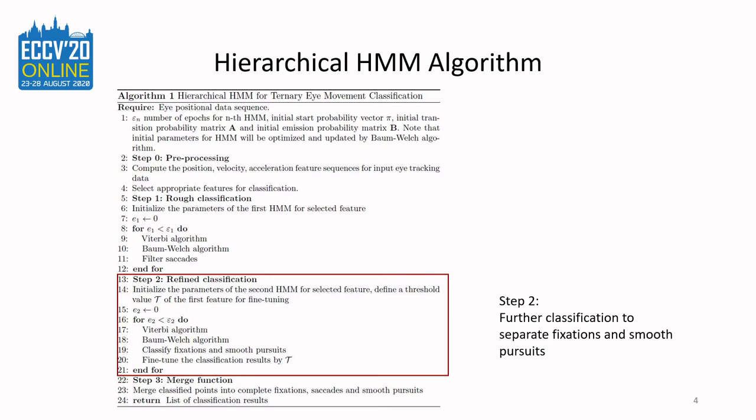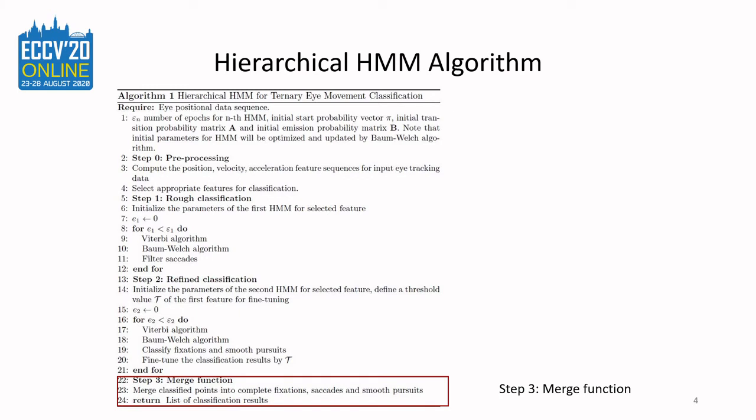The final step of our hierarchical hidden Markov model is to merge the classified points into complete eye movements with temporal and distance duration criteria. More implementation details can be found in our paper.